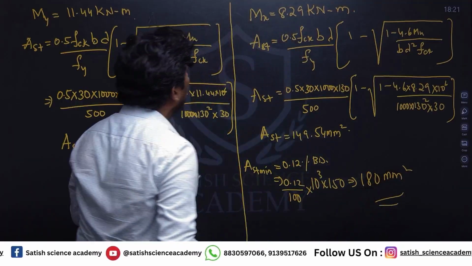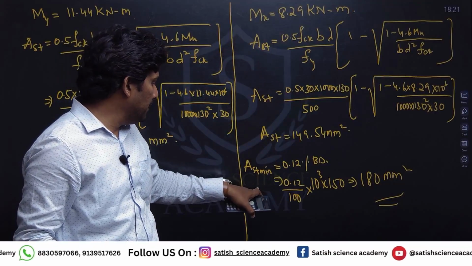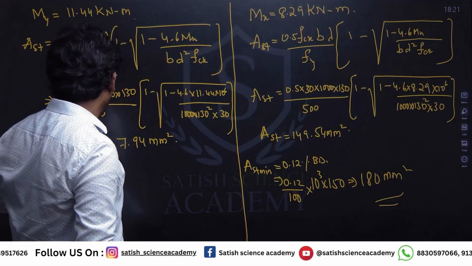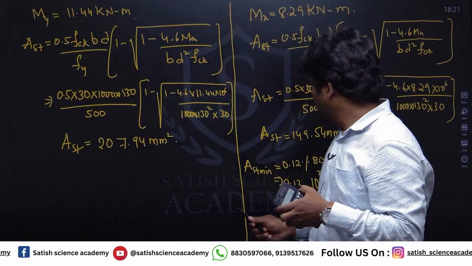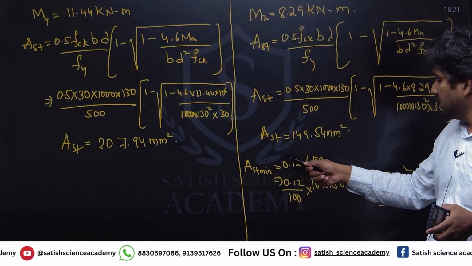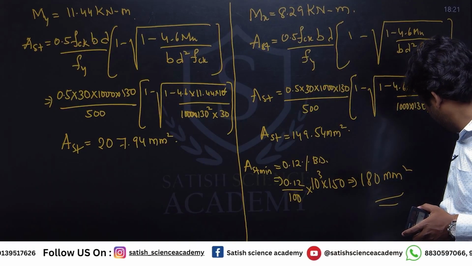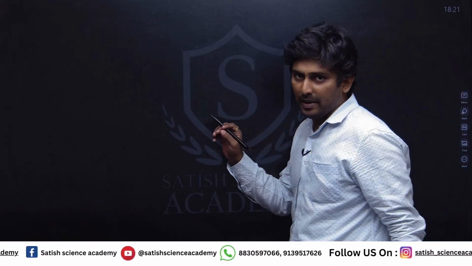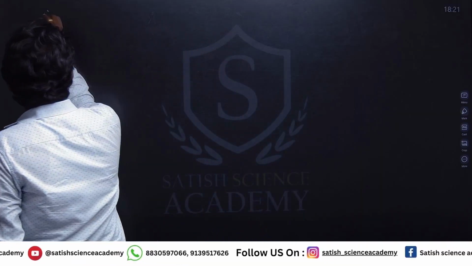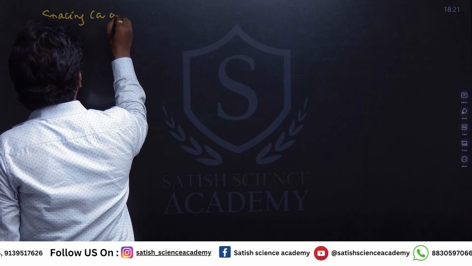So for Mx, that is the shorter span moment, we will provide Ast minimum, and on the longer span we will provide 207 mm square, because here Ast minimum is more than the required Ast. So we will calculate spacing. Spacing is the last part, that is spacing calculation.